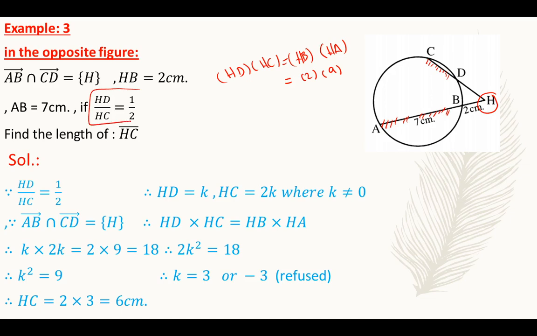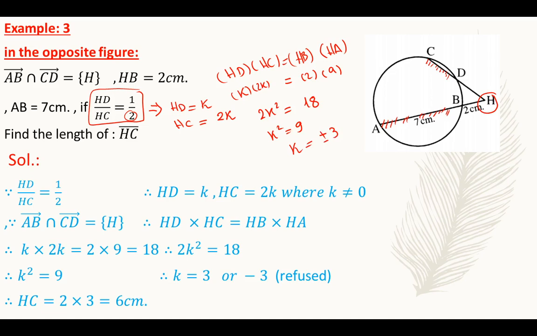But here we don't have the length of HD or the length of HC, but we have a given rule. This is given: HD over HC equals half. This is a ratio form, so we can write that HD, its length, will be equal to K, and HC will be equal to 2K. Okay, so we can write HD multiplied by HC: K multiplied by 2K is 2K squared. 2 multiplied by 9 equals 18. Divided by 2, so K to the power of 2 will be equal to 9. So K will be equal to positive or negative 3.